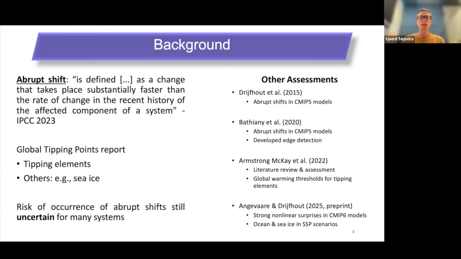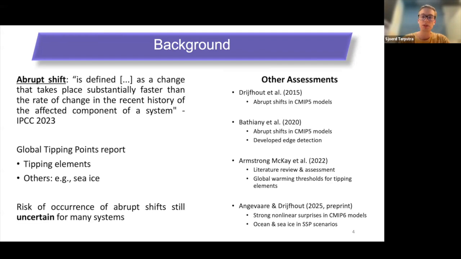As a little bit of background, there have been some other assessments going on in a similar area. One quite known one is the one from Drijfhout and others in 2015, in which they looked at CMIP5 models, a previous generation of climate models, and made a catalog of abrupt shifts in different systems. And they found quite a substantial amount of them, mainly in systems related to the ocean and sea ice.